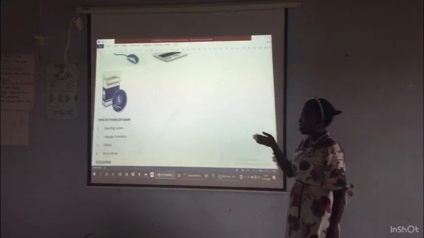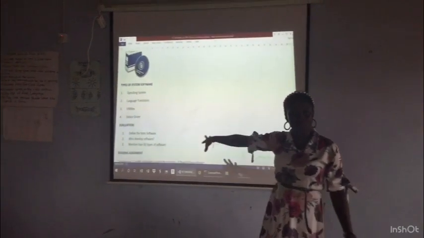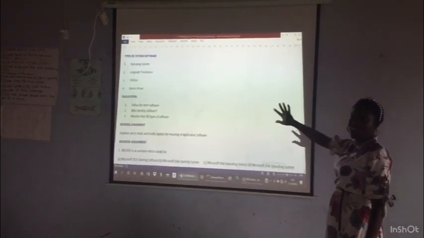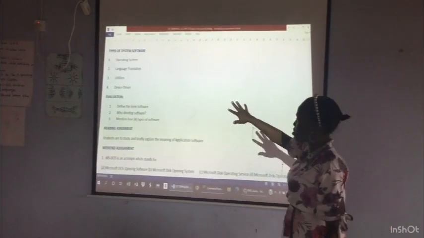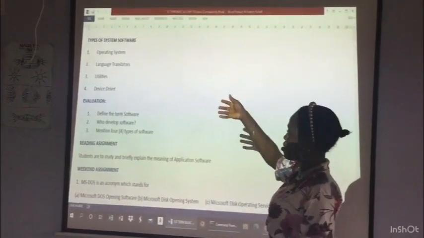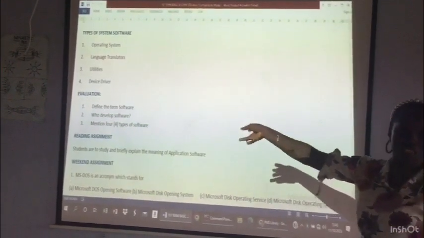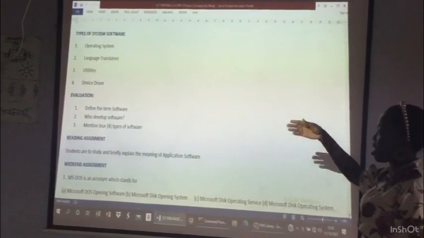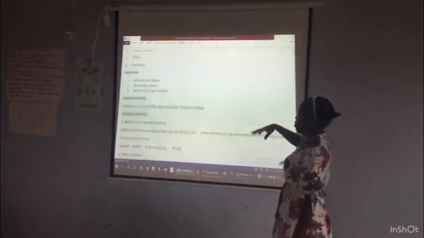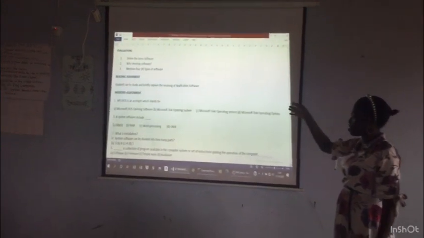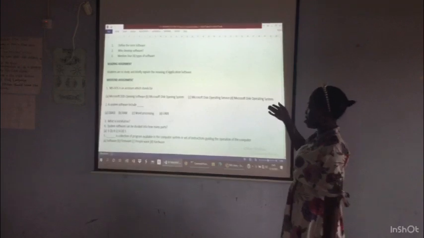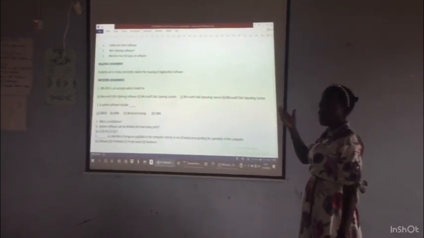Now we have the types of system software. There are basically four types of system software. The first is the operating system. The second is the language translator. The third is the utility. And the fourth is the device driver. From the ones we've listed so far, the first one is the operating system.